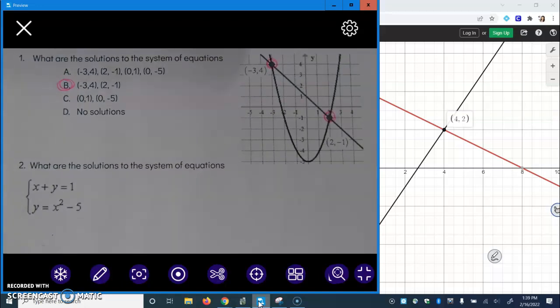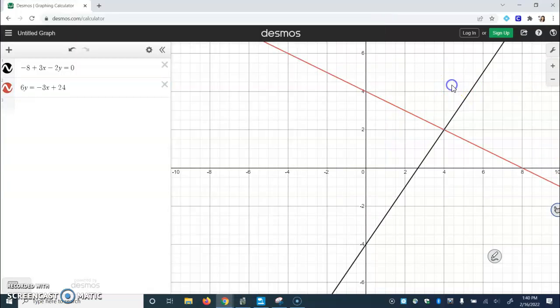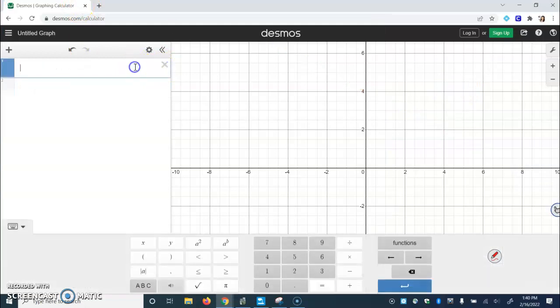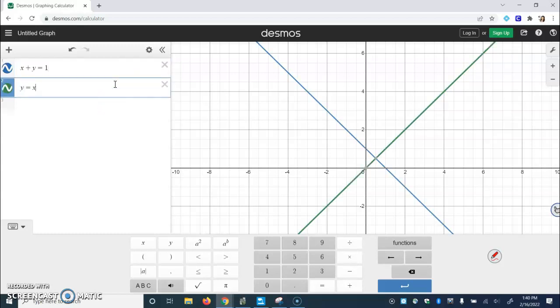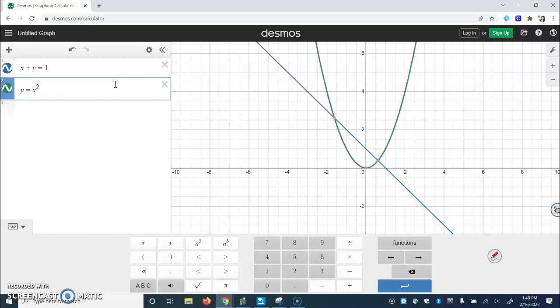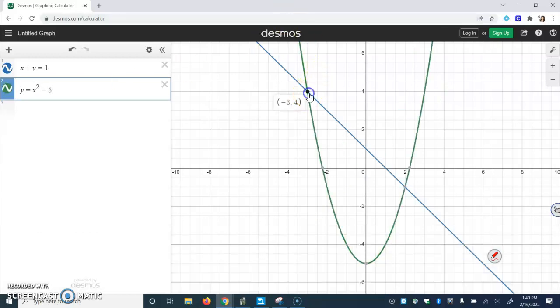All right, number 2, what are the solutions to the system of equations? So you need to go ahead, pause the video, graph those in Desmos, and see where they intersect. All right, so x plus y equals 1. y equals x squared minus 5. They intersect at the point -3, 4, and again at the point 2, -1. And that was just a coincidence that that's also the same answers to the first one.